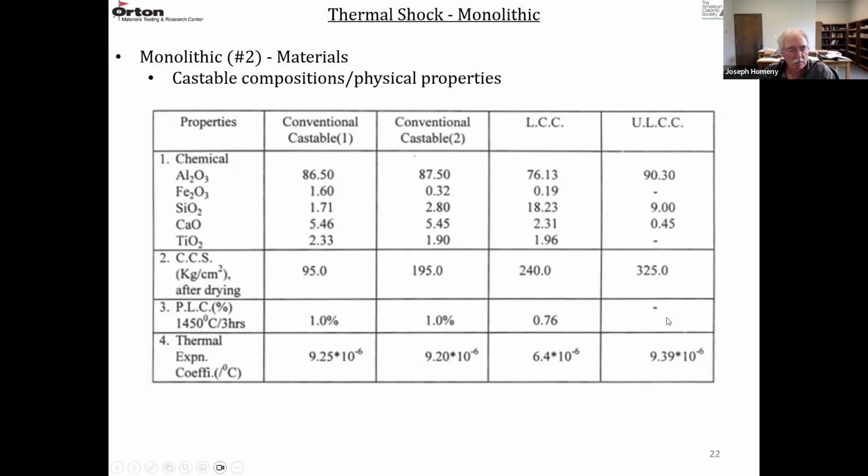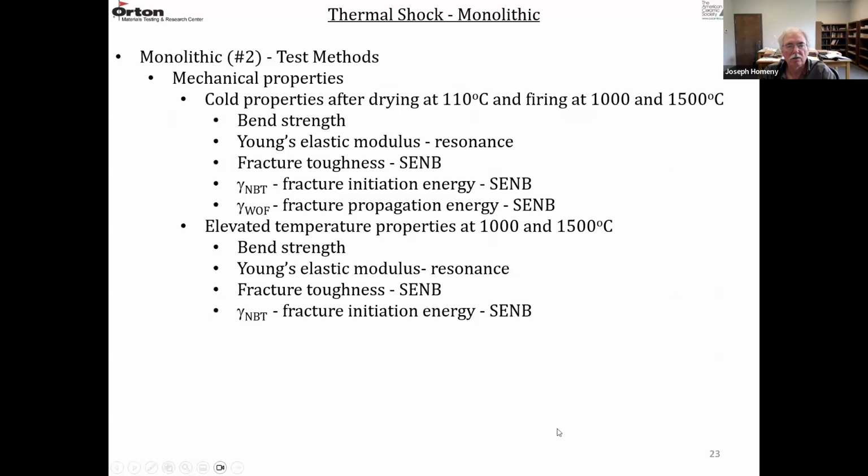This one wasn't measured. They measured the thermal expansion coefficient per degree C. And this is around 9, 9, and 9. But the LCC with the highest silica content is around 6.4. This is due to the fact that the silica reacts with the alumina and forms mullite, a low expansion material. So this one with the lower expansion has an advantage over the other three in thermal shock resistance.